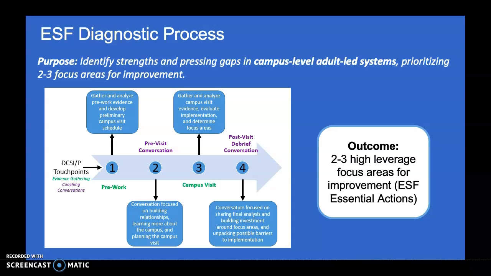So this slide illustrates the actual ESF diagnostic process. This process consists of a pre-work section, a pre-visit conversation, the campus visit, and the post-visit debrief. The diagnostic is a collaborative process with the Effective Schools Framework facilitator and the DCSI and/or campus leader. The goal of the ESF visit is for the campus to have a clear understanding of the 2 to 3 highest leverage focus areas to focus on in the coming school year.